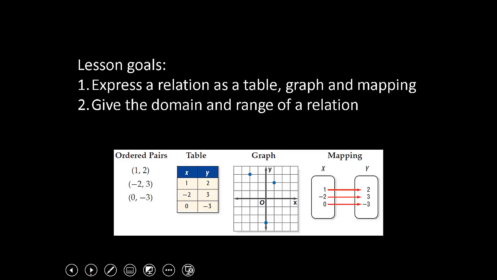In today's lesson, you are going to learn to do two things. The first thing is that you're going to take a relation and give it to me in three different ways. I'm going to give you ordered pairs, and you need to be able to make a table, sketch a graph, and do a mapping from those ordered pairs. The second thing I need you to do is tell me the domain and the range for each of the relations we look at.